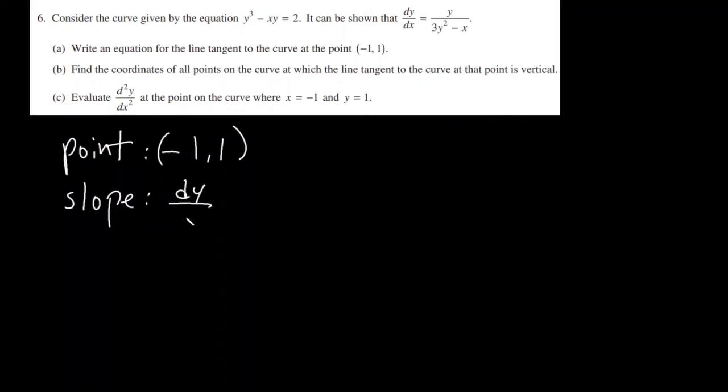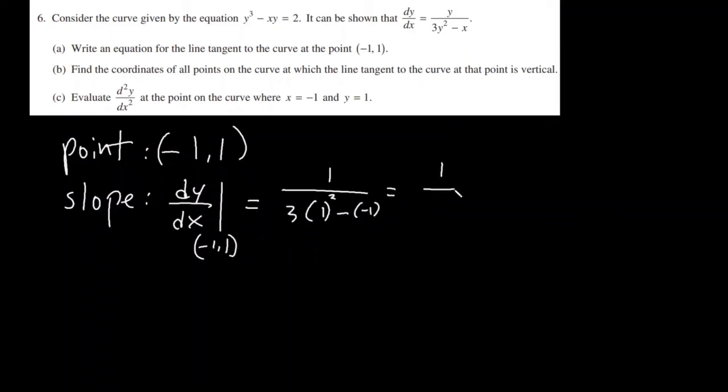So we want to take the derivative at the point that we're interested in. In this case, it's -1, 1. So to do that, we'll take -1 and plug it in whenever we see x. We'll take 1 and plug it in whenever we see y. So we'll plug in 1 over here over 3 times, plugging in 1 again for y, so 1 squared minus x, so minus -1. That's going to be 1 over, remember 1 squared is 1, so 1 times 3 is 3, so just 3 minus -1. The two negatives are going to cancel, and we'll get 3 plus 1, which is 1 over 4.